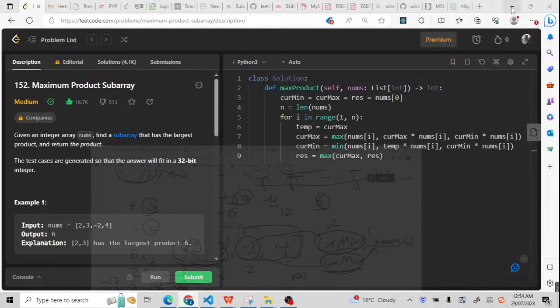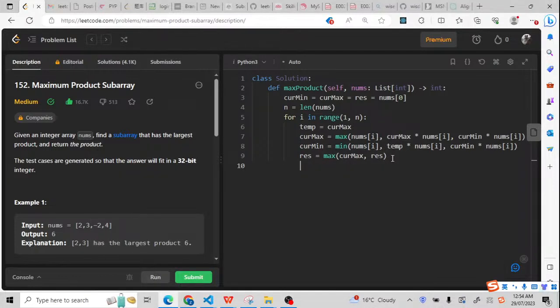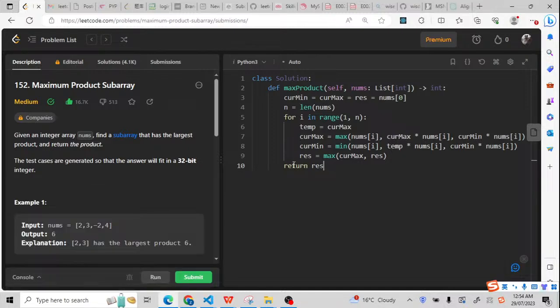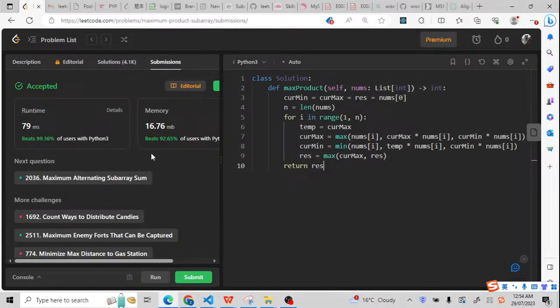Now let me return the result and check if it is okay for our algorithm. It seems okay. Now let me submit it. And after that, let's analyze the time complexity. I have to say this problem is very famous. You see that it is faster than more than 99% of all submissions.